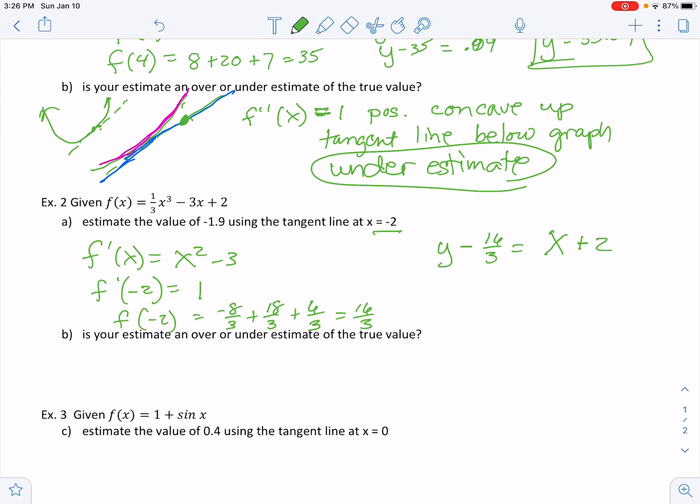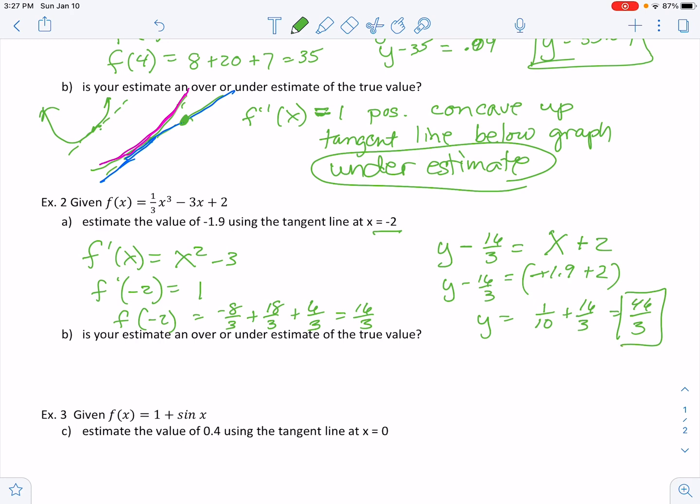All right, now you're going to plug in negative 1.9. So negative 1.9 plus 2 is 0.1, which is a tenth, right? A tenth plus 16 over 3. So that's 30, so that equals 46 over 3. Boom, done.